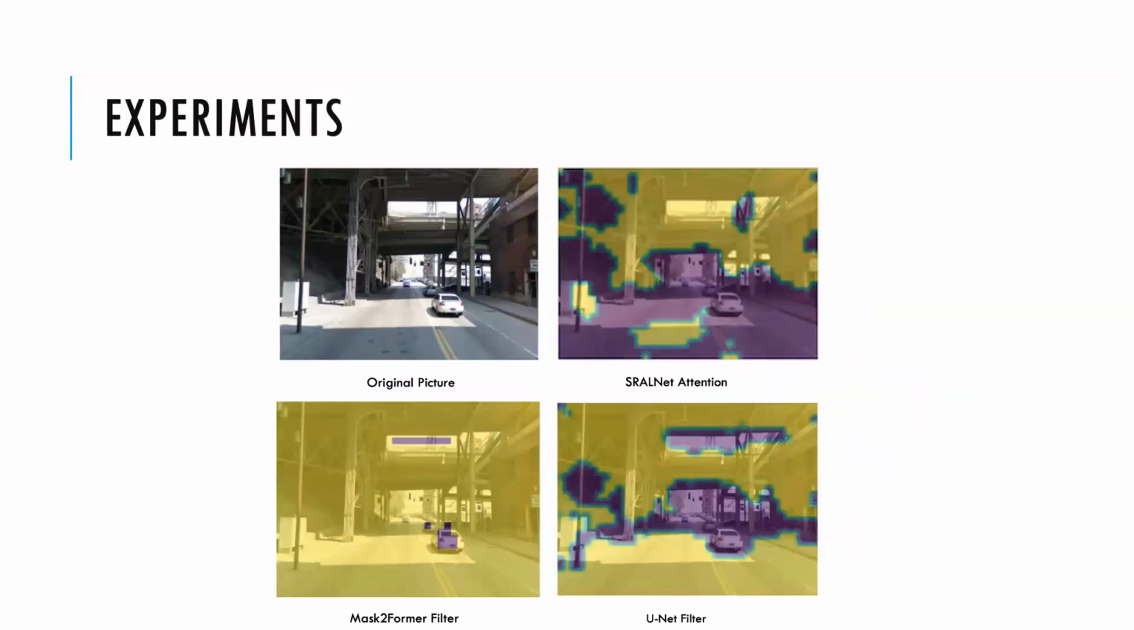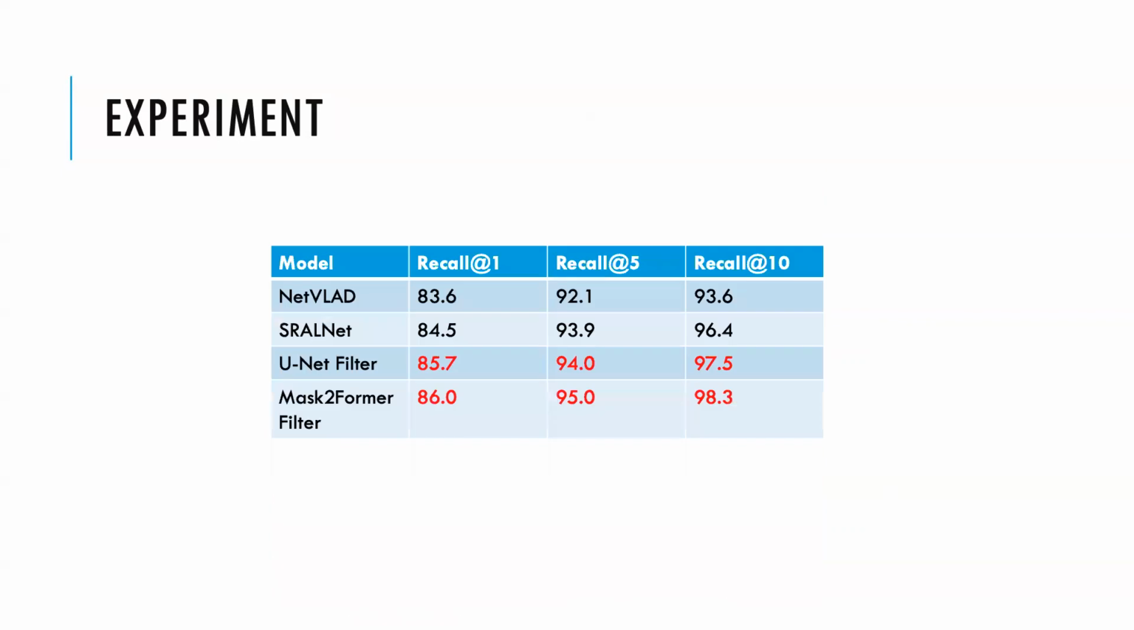The results from 4 different models, NetVLAD, StereoNet, UNet filter, and Mask Transformer filter, are used to compare. StereoNet, UNet filter, and Mask Transformer filter share the same semantic initialization data. From the figure, we can observe that the Mask Transformer can perfectly distinguish static objects from dynamic ones. UNet can also perform quite well on the segmentation of the image.